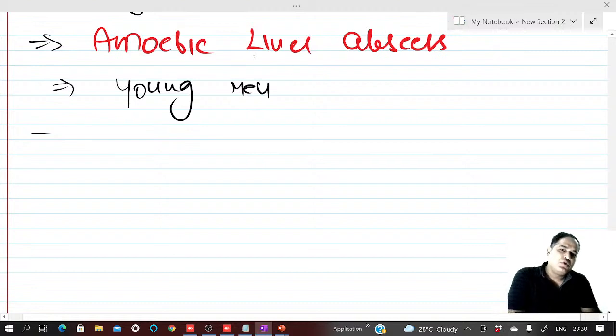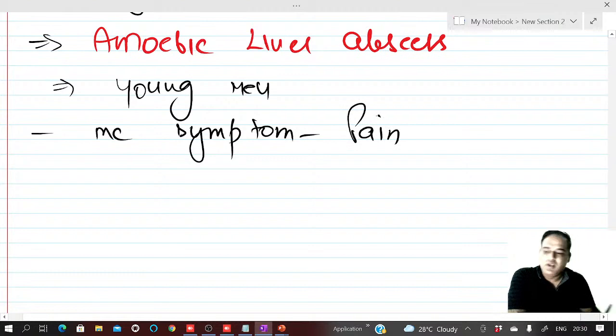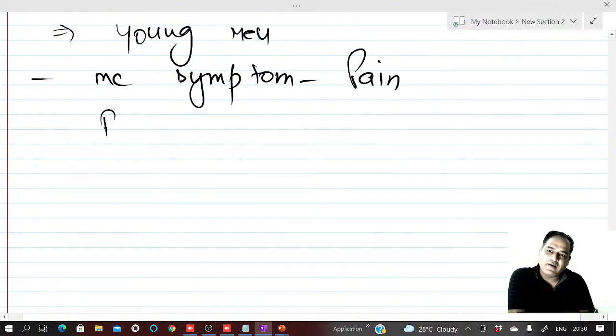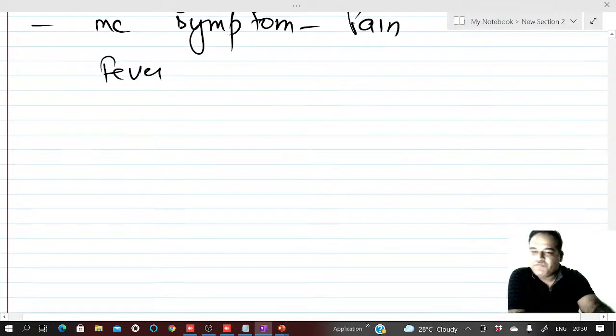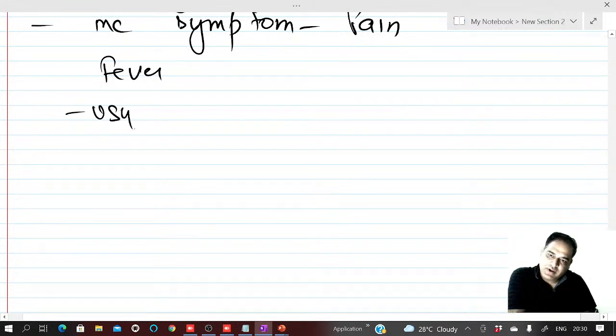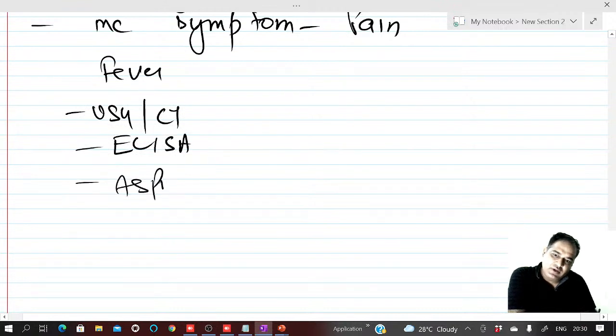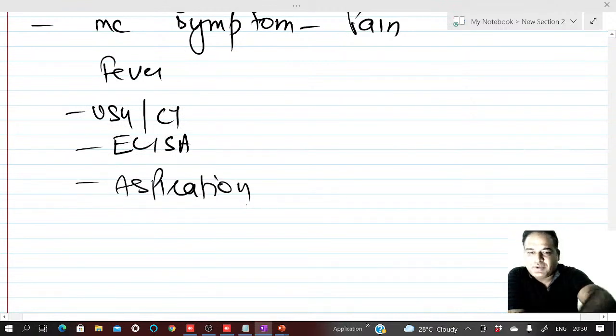Fine. So how do the amoeba reach here? They reach through the mesenteric vessels. The most common symptom is pain, naturally. Your patient can also have fever. Fine. So you can do ultrasound, CT scan, ELISA. Fine. When you do the aspiration, this is what you notice. Fine. What is that?